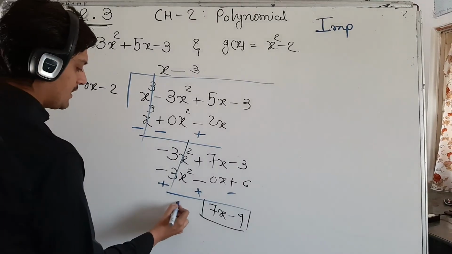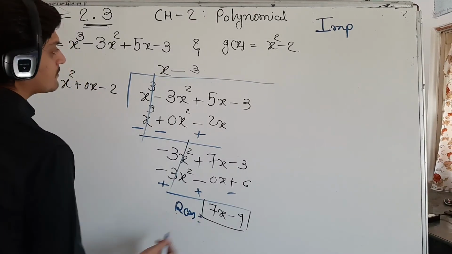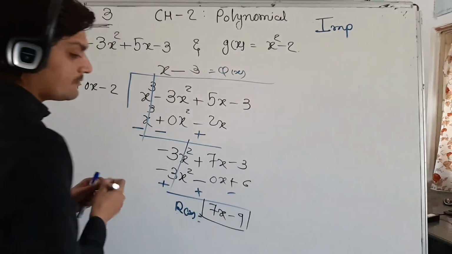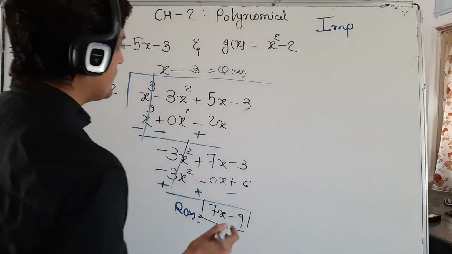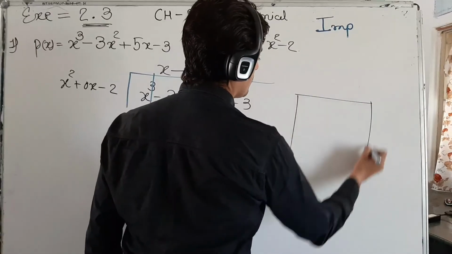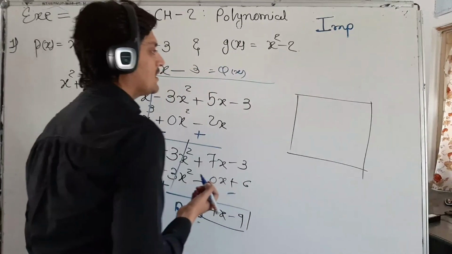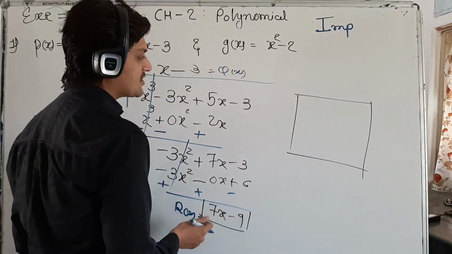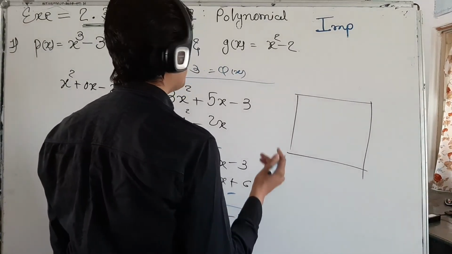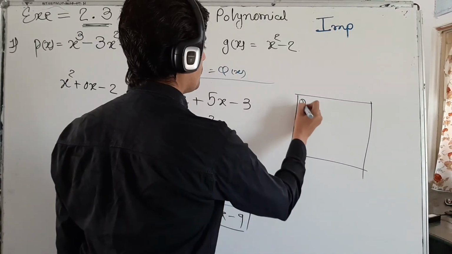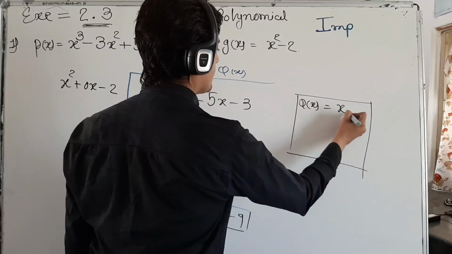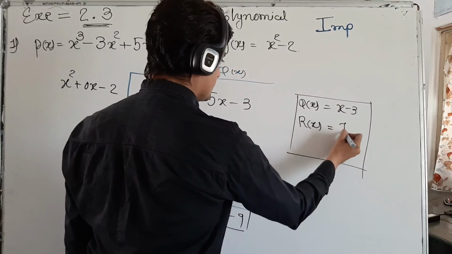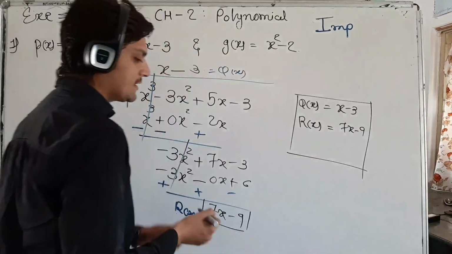Okay, this is your remainder r of x, and this is your q of x. So you have to write in a proper way, in a box you have to write, because the examiner can see your answer very clearly and properly. Your answer should be highlighted every time, okay, in a very good manner. So your q of x is x minus 3 and your r of x is 7x minus 9. That's your first answer.